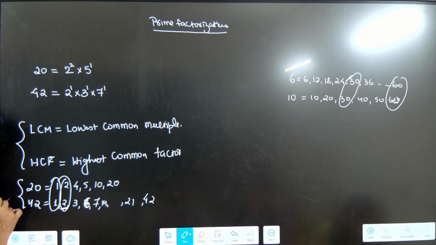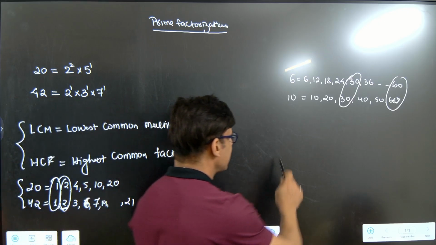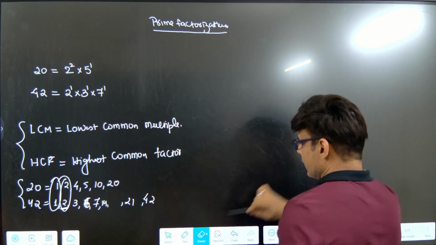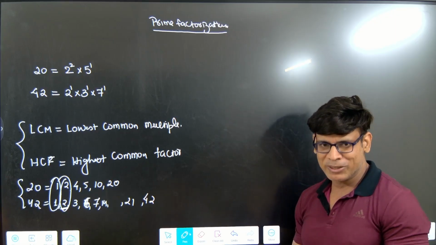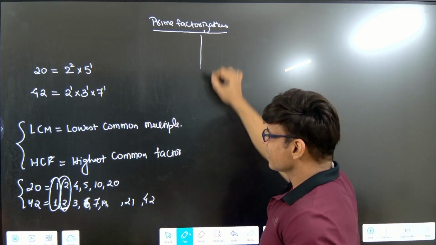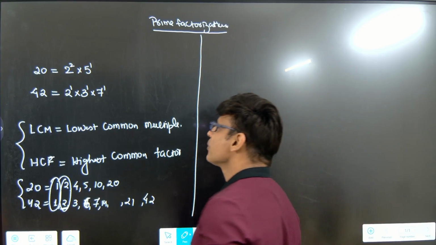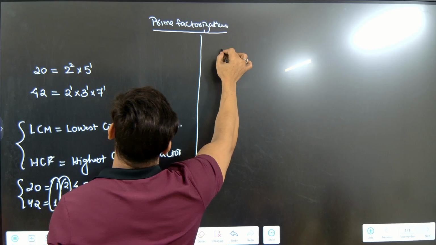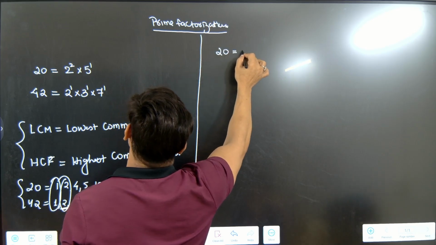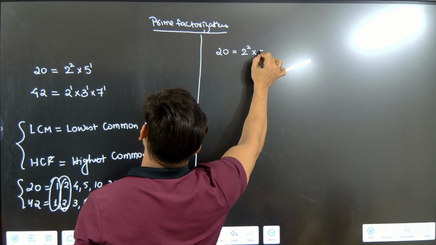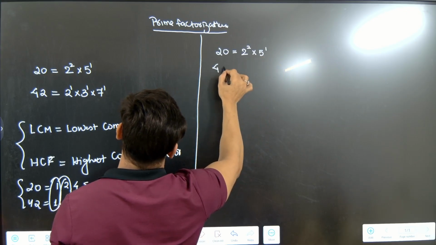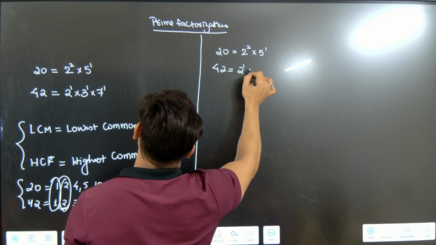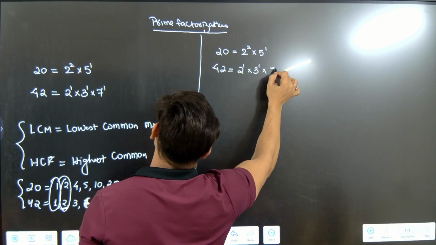For theory, of course, you're not going to use this. One method is called prime factorization method, and the second method, even I realized a few months ago that I can simplify it, finding LCM HCF directly. I was not aware in school time. Now, 20 is what? 2 raised to the power 2. And 42 is what? 2 raised to the power 1, 3 raised to the power 1.